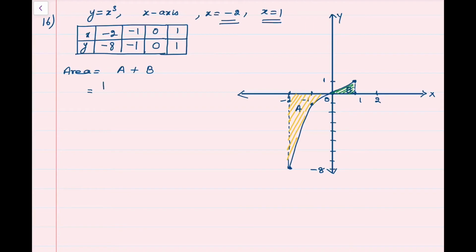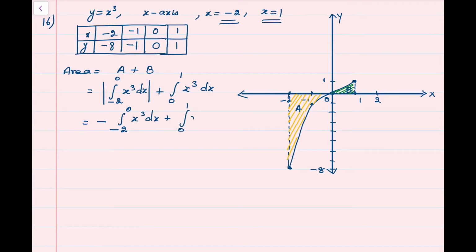To make it positive, let us write the absolute value sign, and the area is integral minus 2 to 0 of the curve y dx, which is x cube dx, plus B area is above x-axis, it will be positive, integral 0 to 1 of the same curve x cube dx. Or we may write minus integral minus 2 to 0 of x cube dx plus integral 0 to 1 of x cube dx. This integral will be negative. By writing this negative sign, we are making it positive.